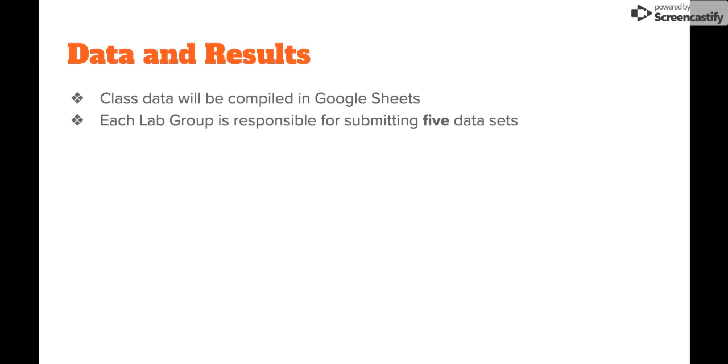The data and results. The class data will be compiled via Google Sheets. Each lab group is going to be responsible for submitting 5 data sheets. I have completed a sample data page to share with you. I will now review how I've entered the data and performed the calculations in Google Sheets. A template has already been prepared and shared via Google Classroom. Go to Google Sheets.